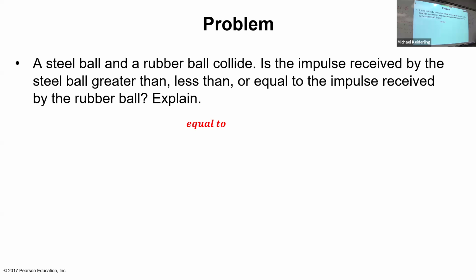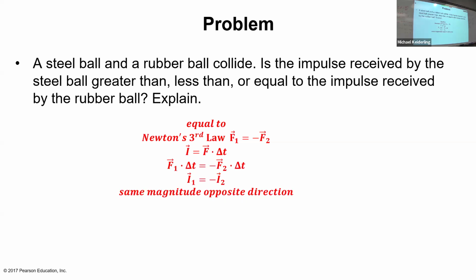Their impulses will be equal in opposite directions. Newton's third law says force from object 1 equals minus force from object 2. Those forces are going to last for the same amount of time. So the impulse, which is force times delta t: force 1 times delta t equals minus force 2 times delta t. Impulse 1 will equal minus impulse 2. So same magnitude, opposite direction.